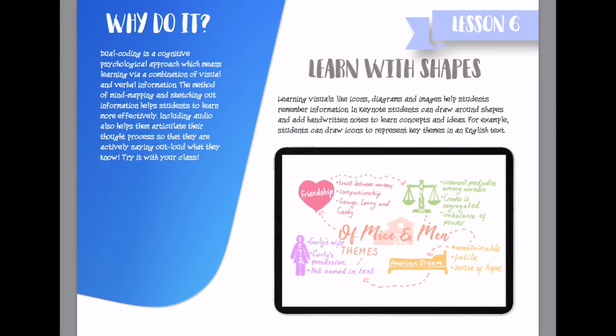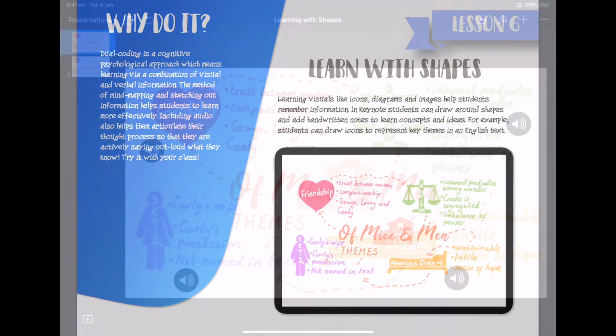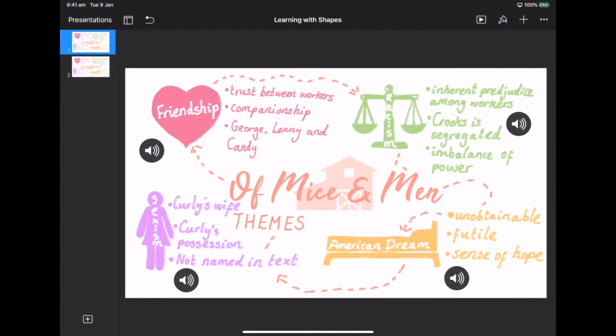This all links to dual coding. It's a cognitive psychological approach, which means students learning through a combination of visual and verbal information. So mind mapping, sketchnoting, anything like that helps them learn. And also adding in audio, which is an advantage of Keynote as well, also consolidates their understanding and helps them retain information essentially.